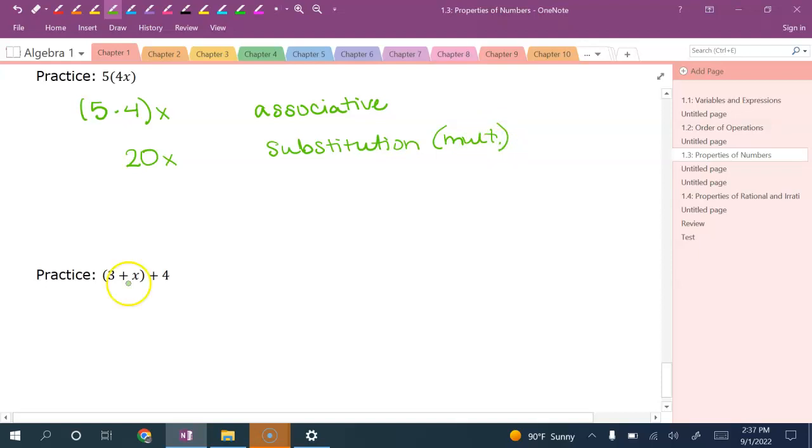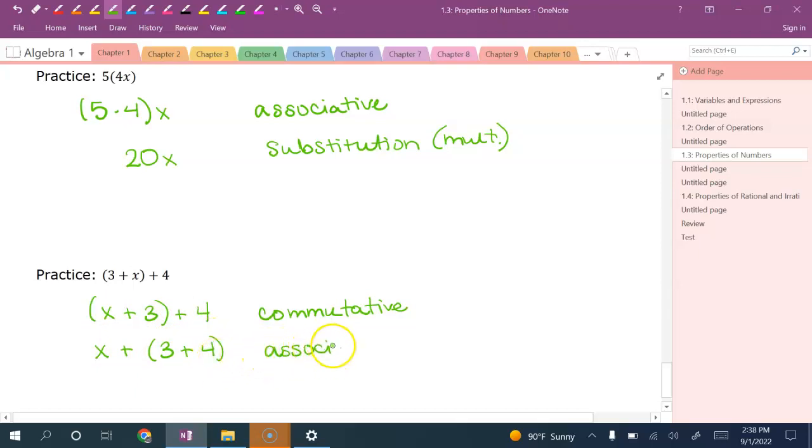For the second practice problem, I switched my order of my x and my 3 around first, and that's using the commutative property. Then I'm going to change my grouping so that I have parentheses around the 3 and the 4. That's using associative. Then I'm going to add the 3 and the 4, and that would be 7. And that's just using substitution with addition being the reason.